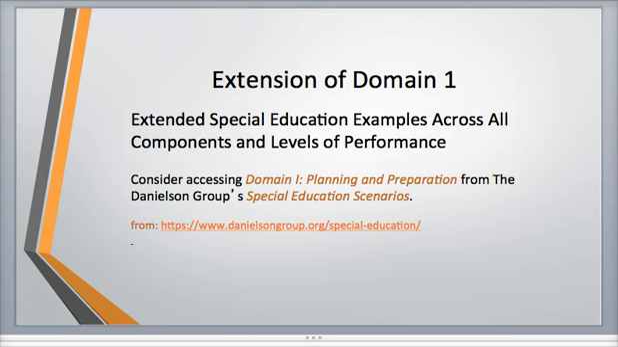A number of specialized key concepts are interwoven throughout the scenarios, including universal design for learning principles, data-driven instructional practices, and behavior management strategies. Using the scenarios, you can determine what additional steps may need to be considered in the lesson planning phase when teaching students with disabilities.